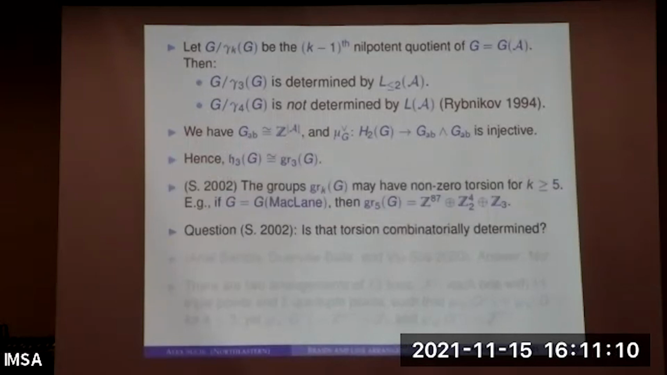But on the other hand, here is a question that I posed. I made an observation by doing computations by computer. I realized that the associated graded groups of arrangement groups may have torsion starting from GR5. I couldn't detect anything in GR3 or 4, but in 5, and the first such example is the MacLane arrangement. So in GR5, all of a sudden I can see some 2 torsion and 3 torsion. Okay. So that led to the question that I posed at the time: is the torsion that appears in these arrangement groups combinatorially determined?